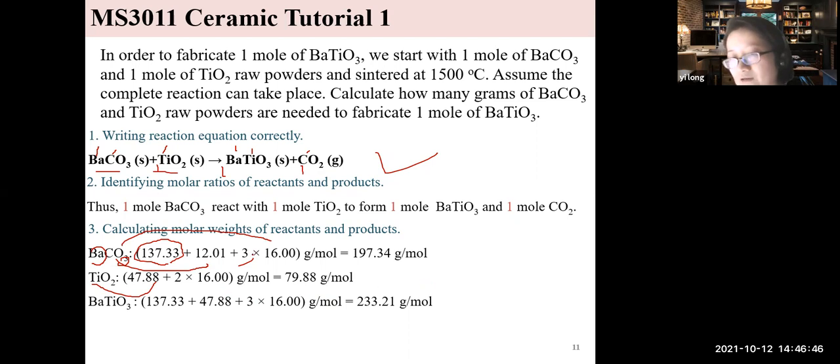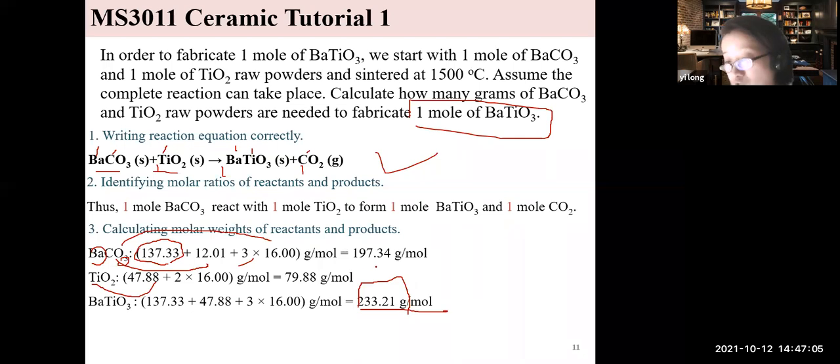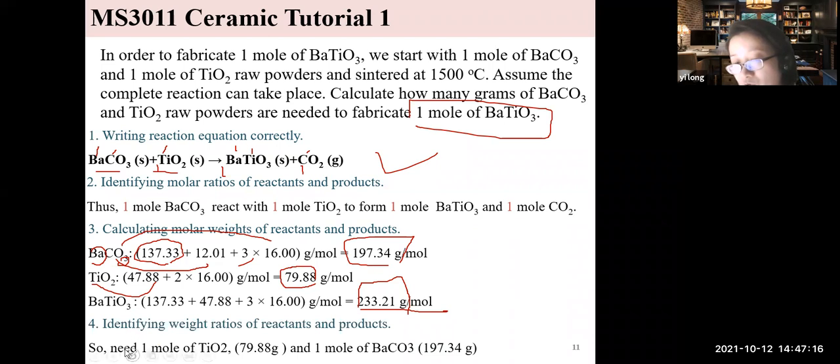This question is simple because I asked you to give me 1 mole. I'm the boss: give me 1 mole of barium titanate product. Since it's 1 mole, in the end we will get 233.21 grams. So you need to put in 197.34 grams of barium carbonate and 79.88 grams of titanium dioxide. Since it's 1 mole and 1 mole, this is an easy one because it's just 1 everywhere. Question 3 is the one which is more common.